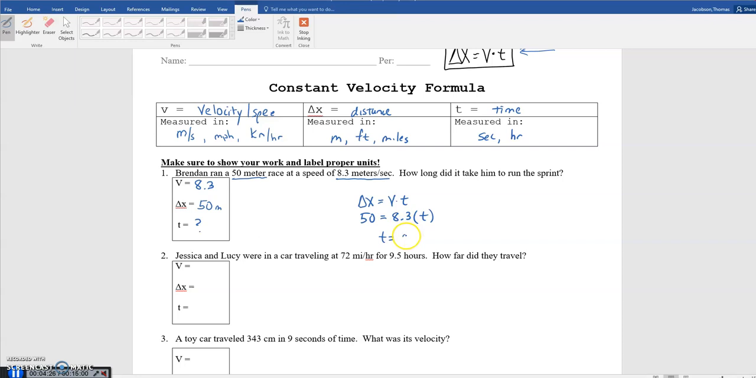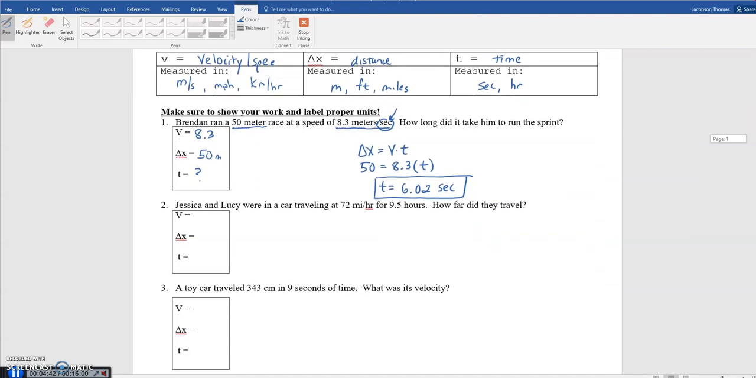I usually go to 2 decimal spots. 6.02. And you have to tell me, what is that? Is that seconds? Is that hours? Is that minutes? If you look at the unit of the speed, I see that it's seconds. So time equals 6.02 seconds. And we are done. Moving on to the next one.